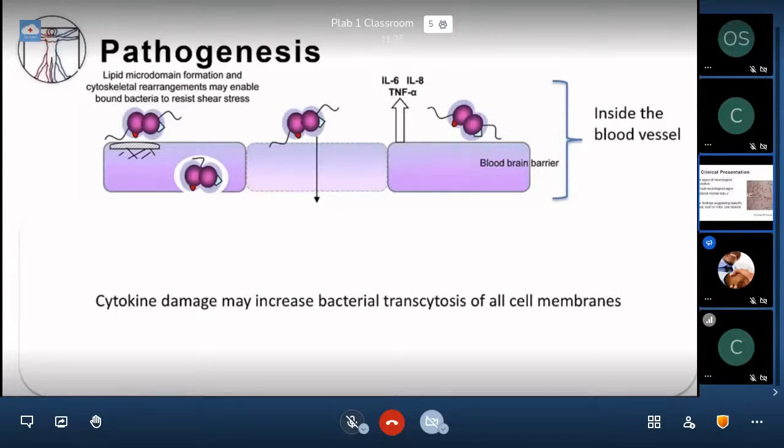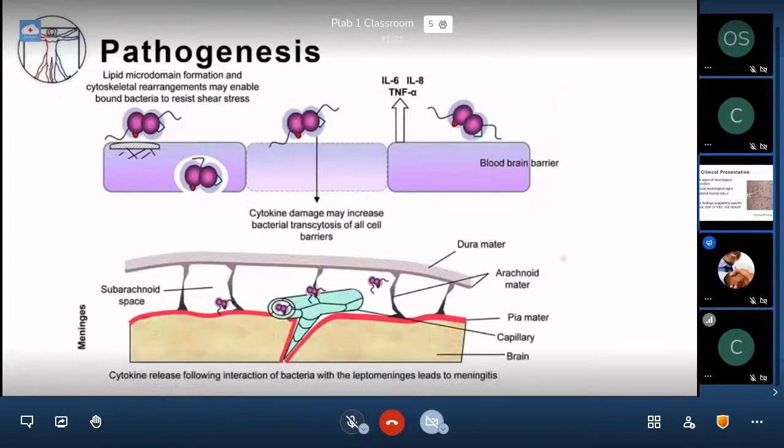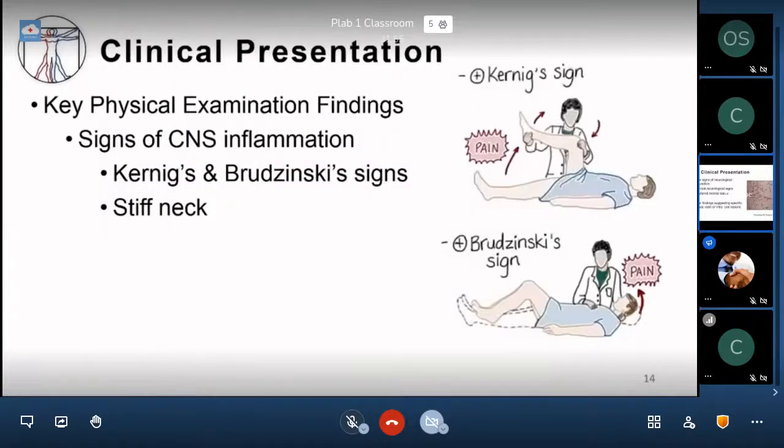So the bacteria can actually take advantage of this change in the tight junctions and pass into the CSF, or they may hook a ride on some of the leukocytes that are coming in to the CSF from the blood. The bottom part of the cartoon helps you visualize how infection of the meninges happens with bacteria moving from inside the blood vessels through the blood-brain barrier and then into the CSF and the meninges.